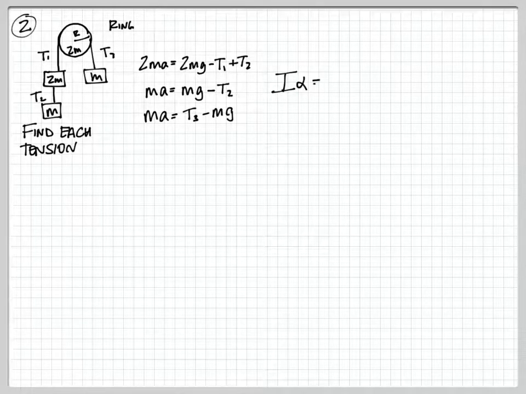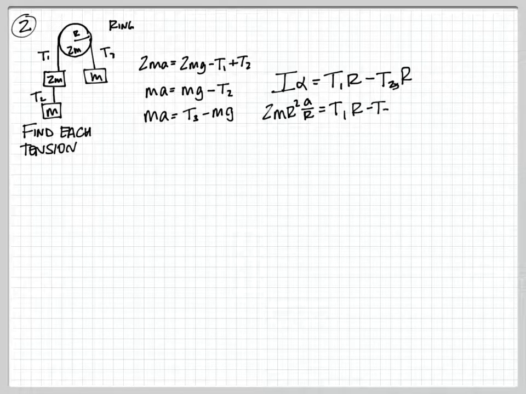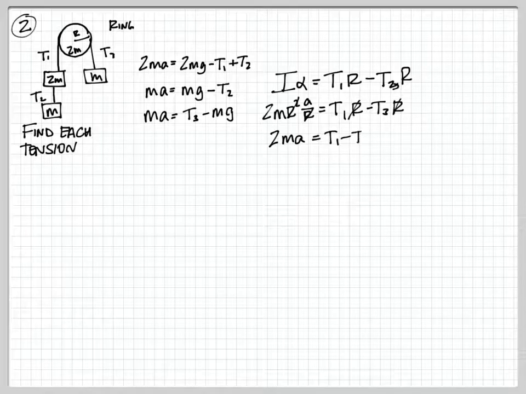So from that we know I alpha is equal to T1r, because it's accelerating that way, minus T3r. Since it's a ring, it's just going to be a mass 2m, so mr squared times a over r equals my torques. And again, in this situation, there's no slipping, so alpha was a over r. All of my r's cross out, and it leaves me with 2ma equals T1 minus T3.